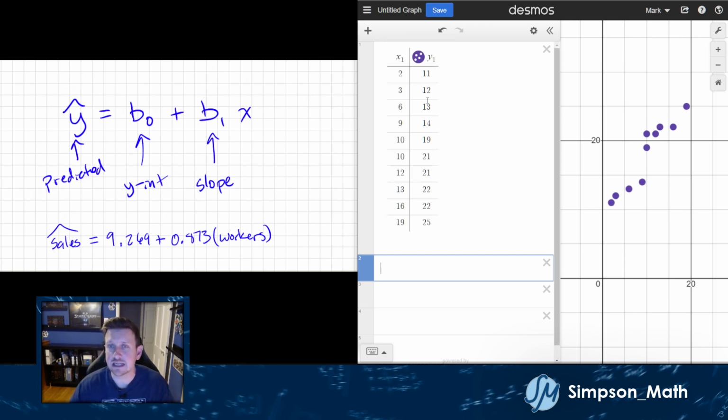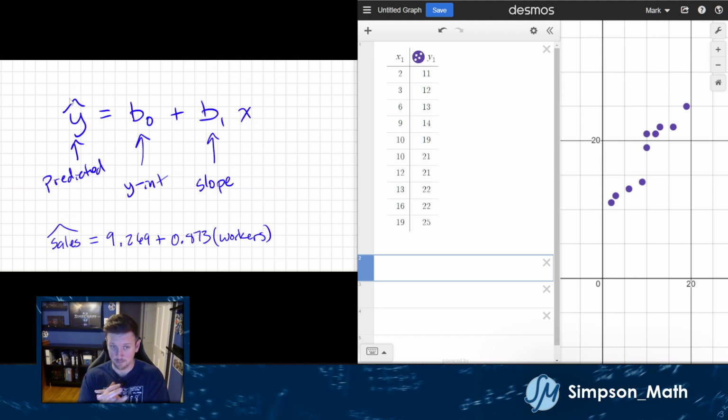Or maybe I want to predict how much revenue we would have, how much our total sales would be, if there's 4 workers or 5 workers. That's not in my data set, but that would be an appropriate x to use to predict. So that's my predicted, not an actual y. Then, as I just pointed out, the y-intercept is the one without the variable, and we do like to write it first. And then here's our slope, and then the independent x.